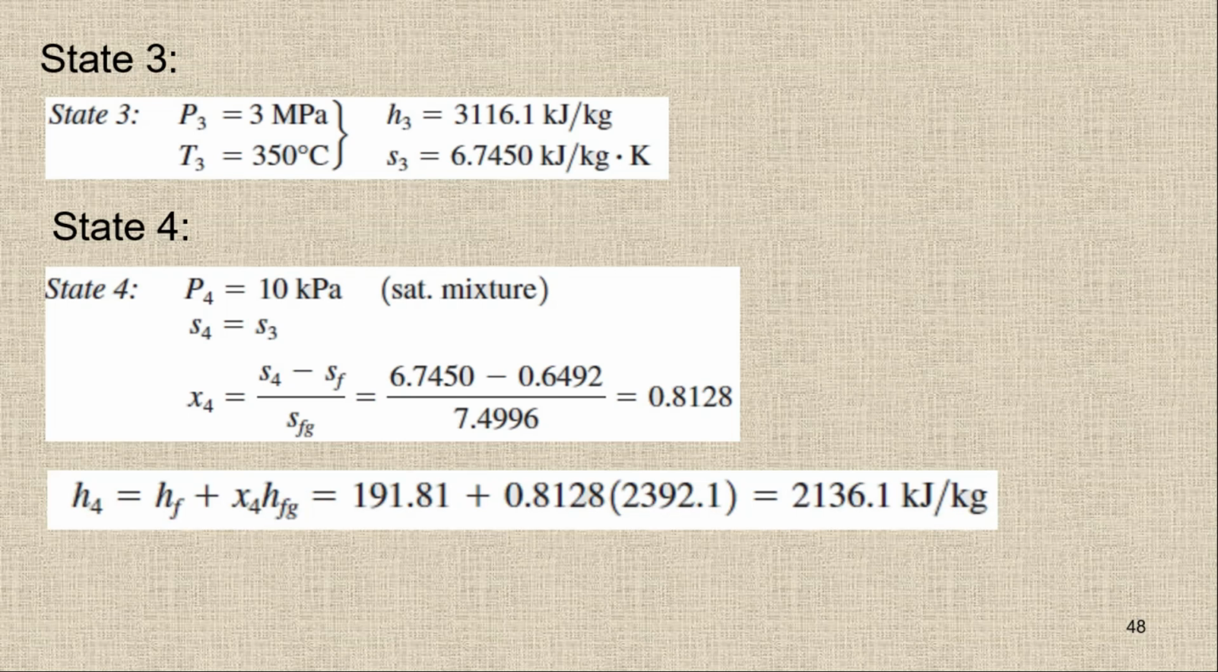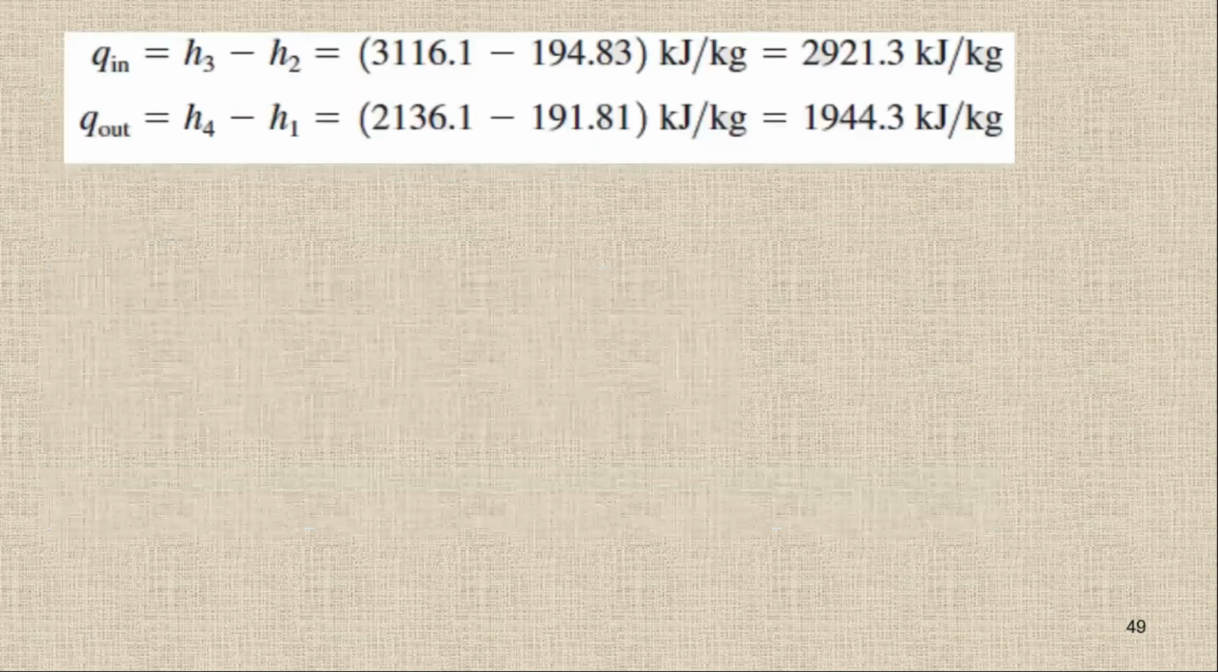Now, with the help of X4, and since we know it's a saturated vapor mixture, we can find the value of H4, the enthalpy. H4 will be HF plus X4 HFG, and when we put in the values, we will get the answer of 2136.1 kilojoule per kilogram. So we have H1, H2, H3, and H4. When we have all these values, we can easily find Q in and Q out, and even W in, W out, and W net, and then finally we can find the efficiency. Q in is simply H3 minus H2, and you will get 2921.3, and for Q out you will get 1944.3 kilojoule per kilogram.